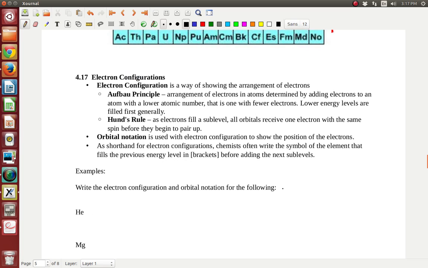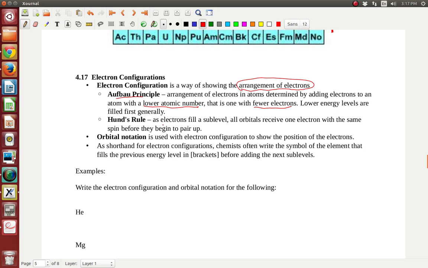Electron configuration is a way of showing the arrangement of the electrons. So an electron configuration just says we have all these electrons and where are they located in the atom. And with the electron configuration, you've got to keep some things in mind. The Aufbau principle: the arrangement of electrons in atoms is determined by adding electrons to an atom with a lower atomic number, that is one with fewer electrons. Lower energy levels are filled first, generally.